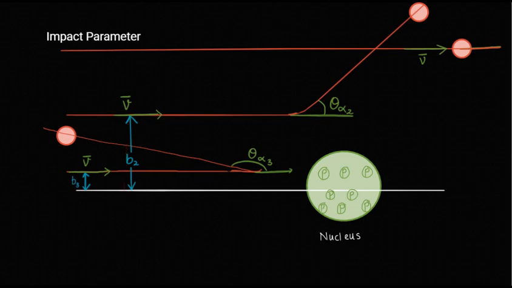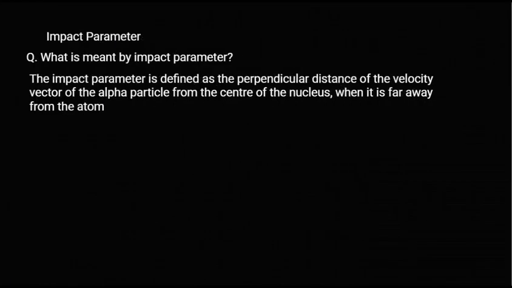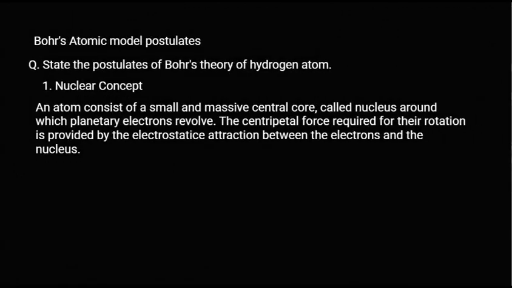So with this we have finished our Rutherford's model. As we had already discussed, there were some failures with Rutherford's model. To overcome those failures, one of Rutherford's students, Niels Bohr, proposed another atomic model. Next we'll start with Bohr's atomic model.